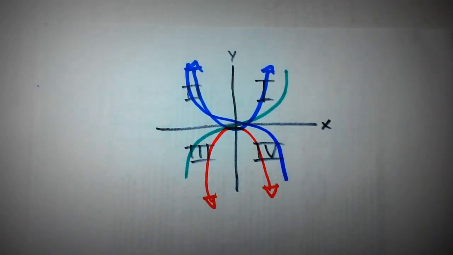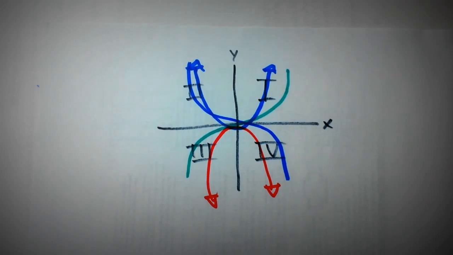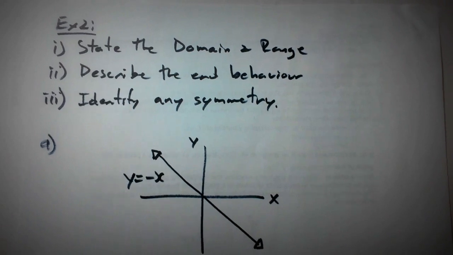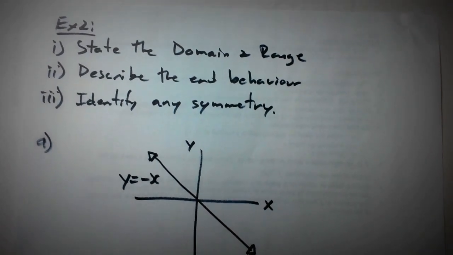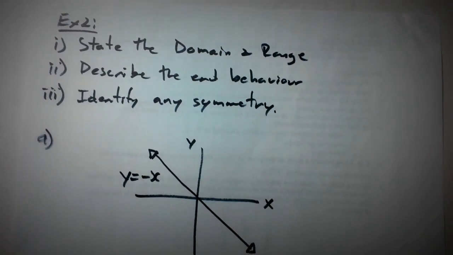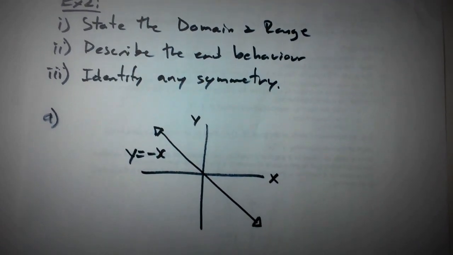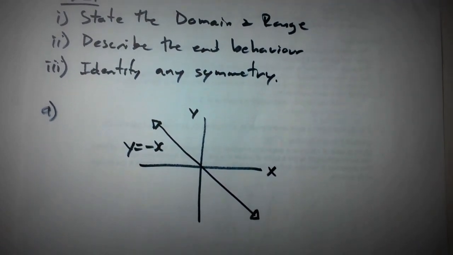Okay, this is kind of messy, but I think if we start looking at these examples, everything will make more sense. So example 2, we have this. It says that for each function we should state the following criteria: state the domain and range, describe the end behavior, identify any symmetry. We're given y equals negative x.